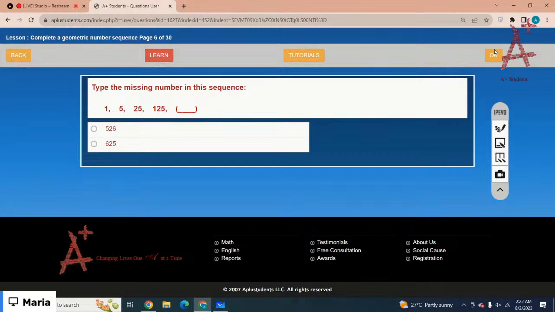Every number is the multiple of 5. That means for the next number, you have to multiply the previous number by 5. So 125 times 5 is, very good, that would be 625.